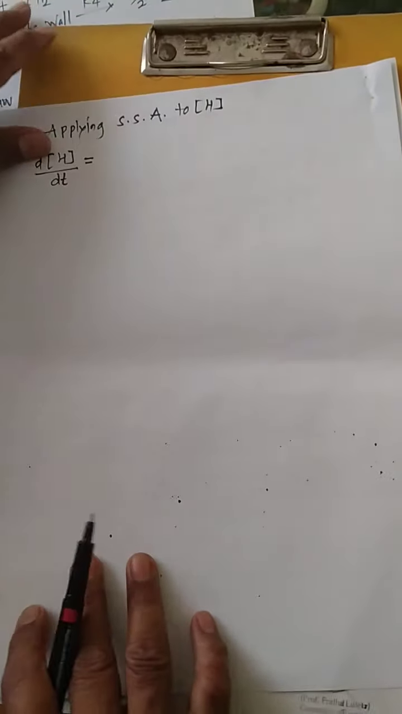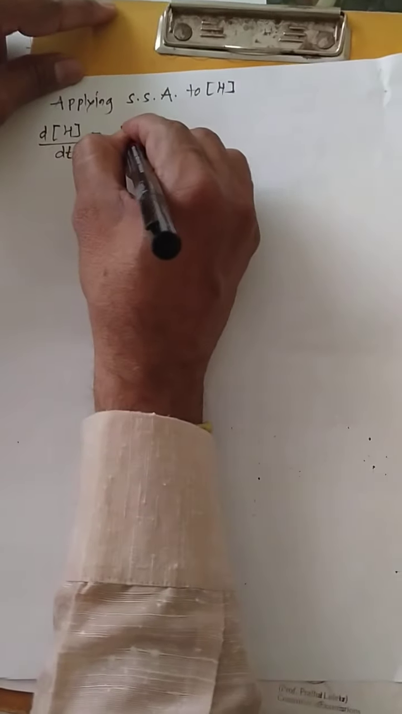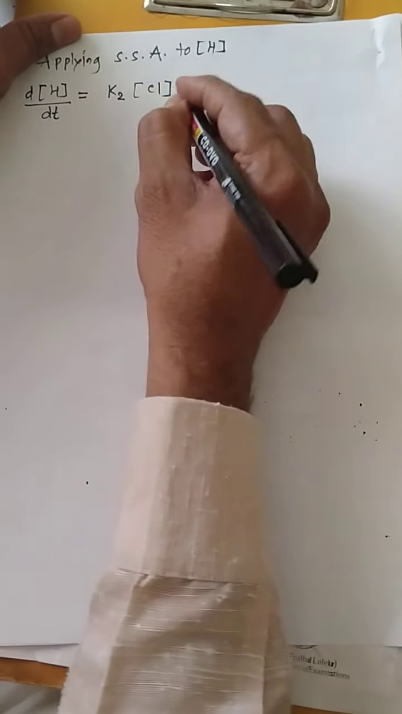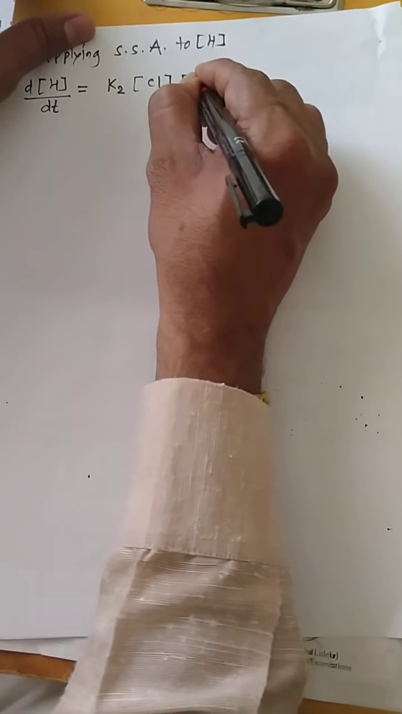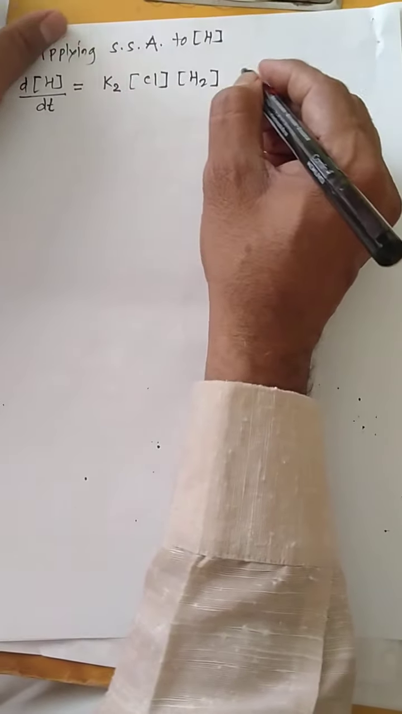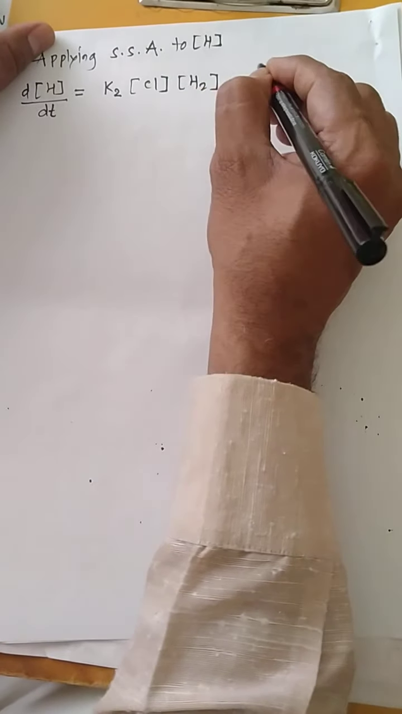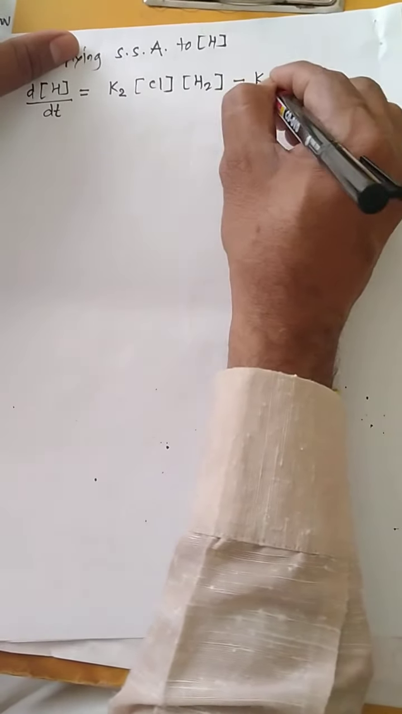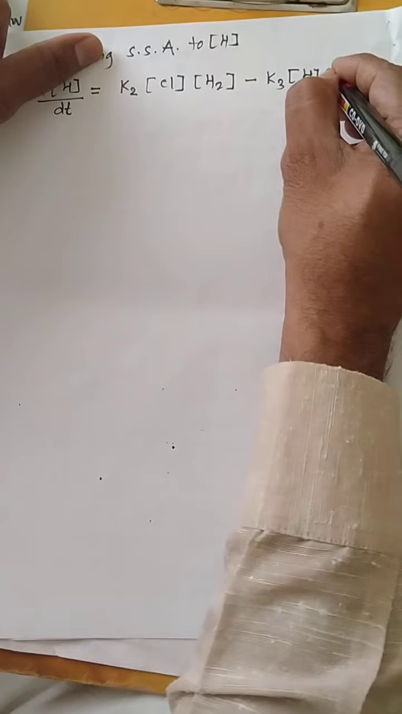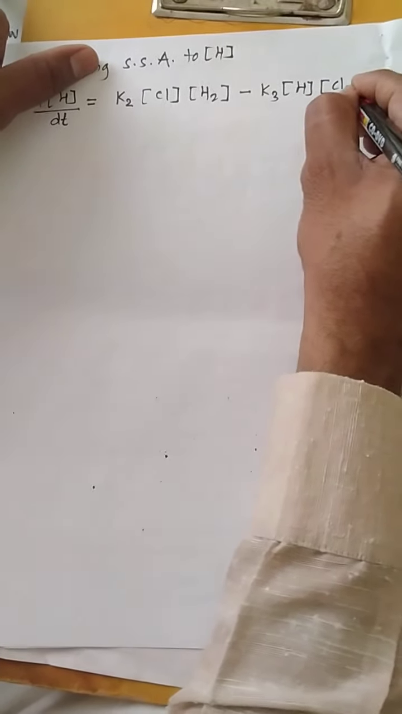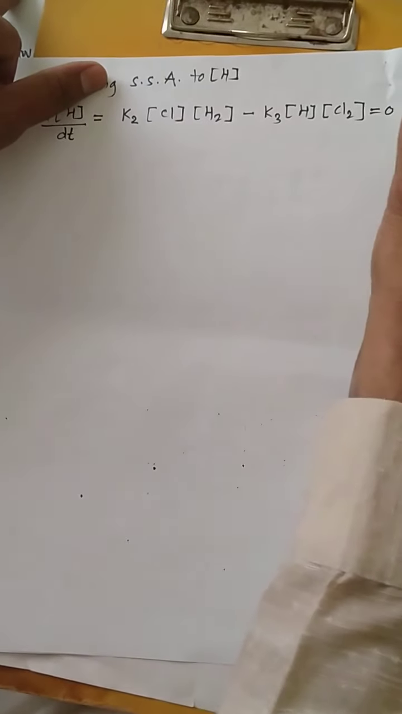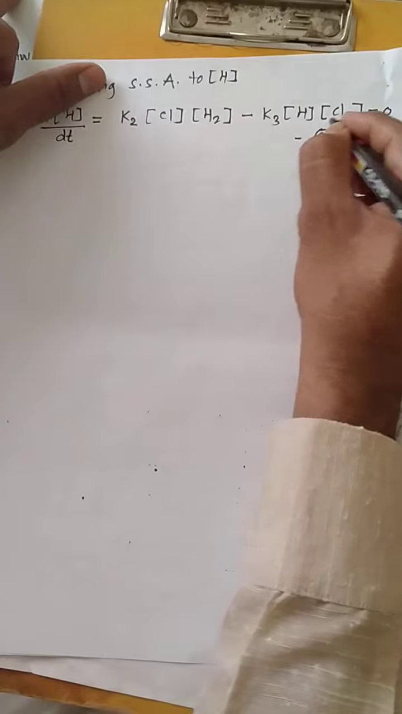You have to write here K2 concentration of Cl, concentration of H2. Here there is a species consumed, minus K3 concentration of H, concentration of Cl2. The equation is equal to 0. Label this as equation 3.